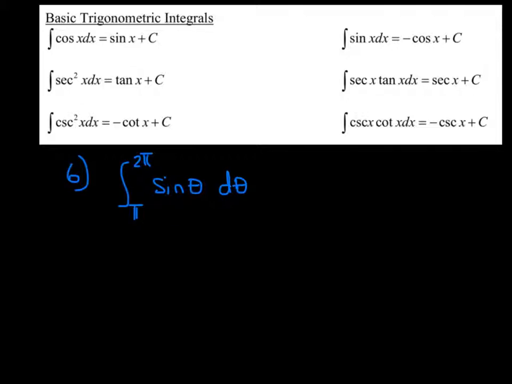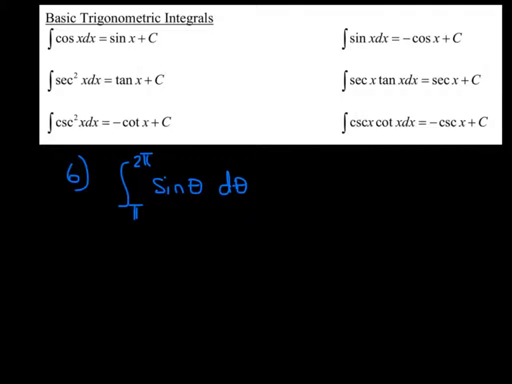So it should make sense that the integral of cosine x dx is sine x plus c. Why does that make sense? Well, because I know that the derivative of sine is cosine. It should make sense that the integral of sine x dx is negative cos x plus c. Why does that make sense? Well, because I know the derivative of cosine is negative sine. So now the integral of sine is negative cos.